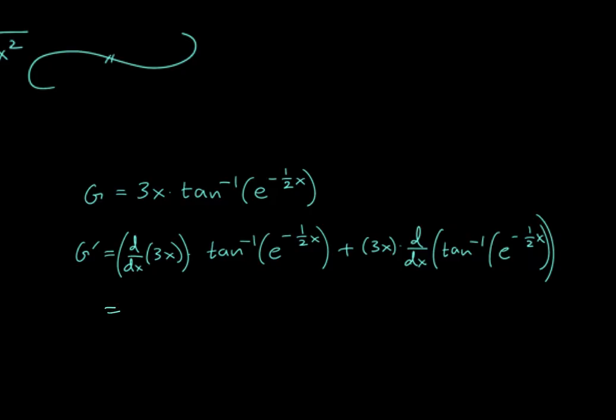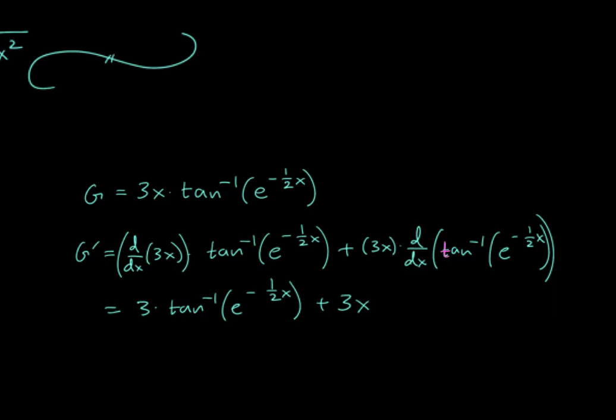Okay, this derivative right here is quite easy. That's 3 times tangent inverse of e to the negative 1/2 x plus 3x. And now I have to take the derivative of this function. Notice I have the chain rule, or the composition of 3 functions, which means I have to use the chain rule for this guy right here.